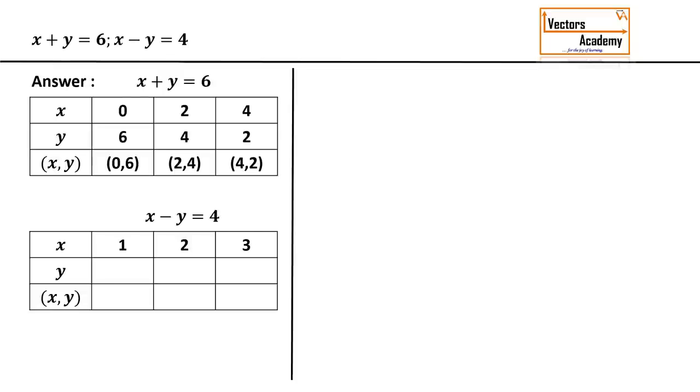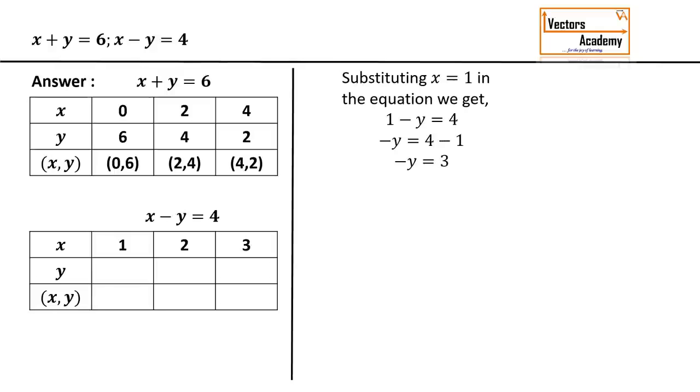Make sure when you assume the values, you don't get a fractional answer because that won't be easy to plot on the graph. Okay, so we'll take x equal to 1 and substitute in the given equation, that is 1 minus y is equal to 4. Solving it, I will get the value of y as minus 3 and write it down in the table.